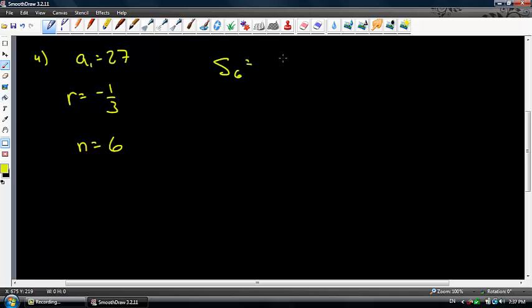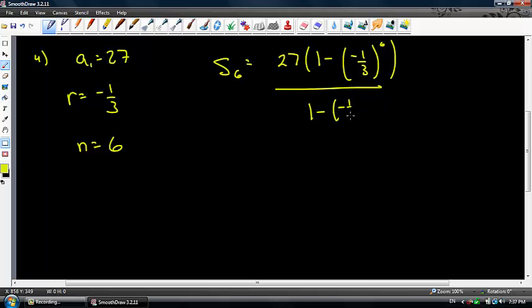S sub 6 equals a sub 1, which is 27, times 1 minus -1/3 to the 6th power, all over 1 minus -1/3. Remember, this part here is relatively easy. Negative anything to an even power is going to be positive, so we can go ahead and make that positive.